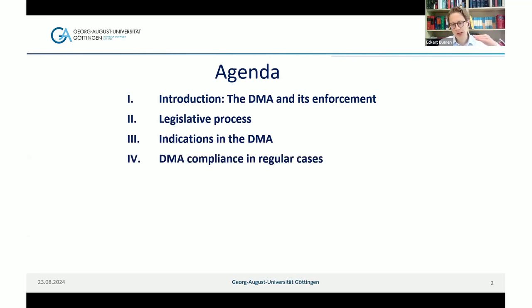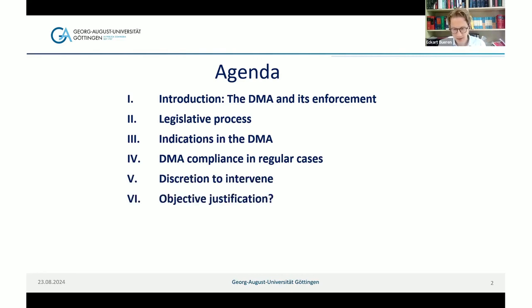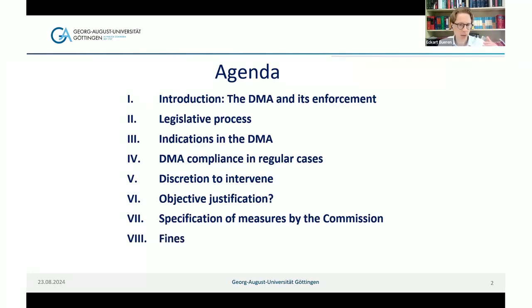And then I will go to different stages of the DMA enforcement procedure. So I will walk you through the enforcement process of the DMA as it will be in the future, and look at each stage of the DMA enforcement to inquire whether efficiencies could be relevant to a certain extent in that regard. And we will actually go on then to compliance and regulatory cases, discretion of the Commission to intervene. Is there some kind of objective justification? What about the setting of fines? And finally, contestability and efficiencies.